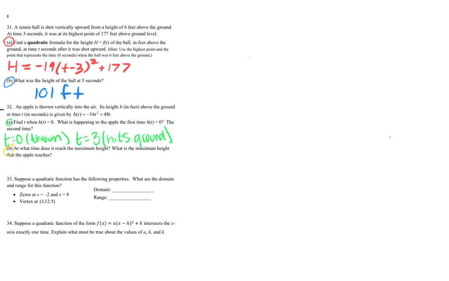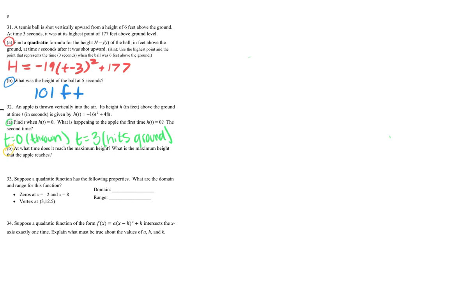Okay, part B is asking us, at what time does it reach the maximum height? And then it's asking us, what is the maximum height that the apple reaches? So our function looks something like this, right? And it's because, remember, we're throwing this apple up into the air. And if we look at the function h of t algebraically, we can see that it is a quadratic function and it's negative, so it's opening down. So we have a vertex right about here, and we're trying to find that t value because that's going to be our maximum value, right?